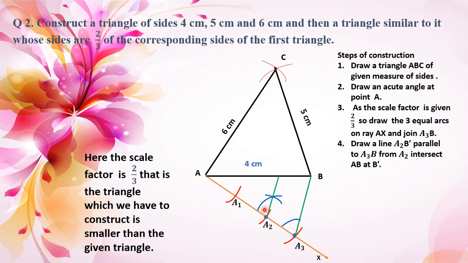So this A2 angle is equal to this A3 angle. So the line which we draw from A2 intersects AB at this point B dash, and it is parallel to A3B. Now A is the first point, B dash is the second point. Now we have to get the third point of the triangle which we have to construct.